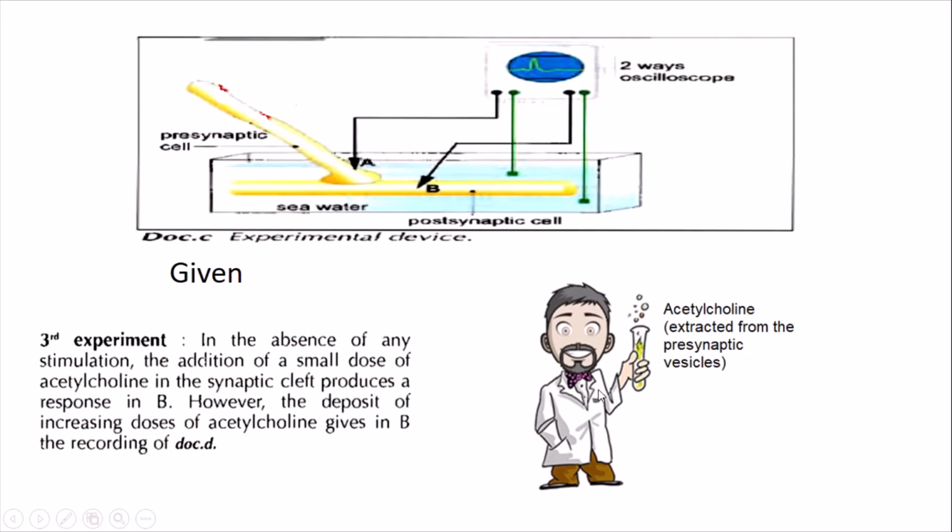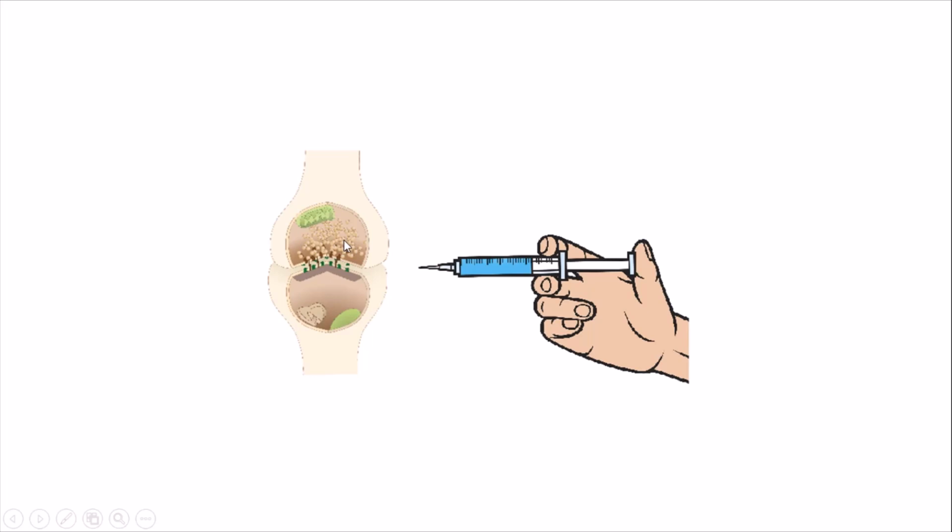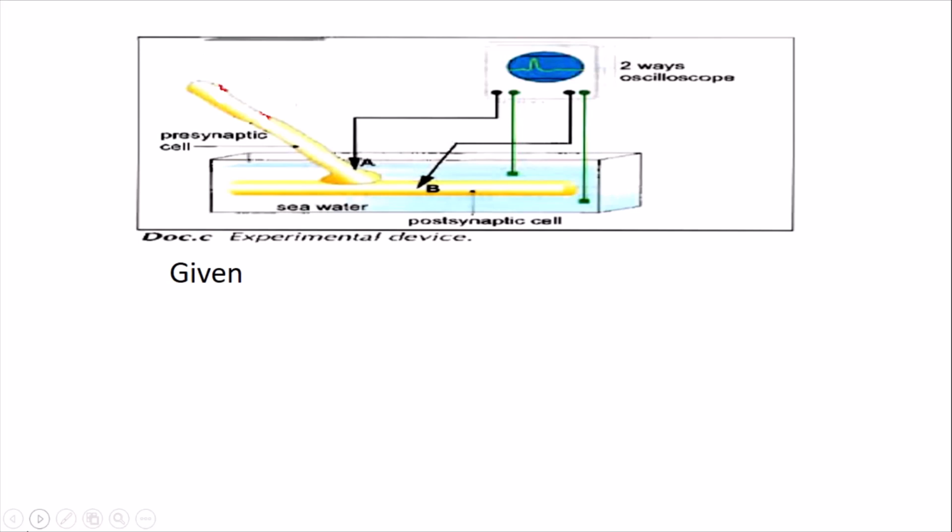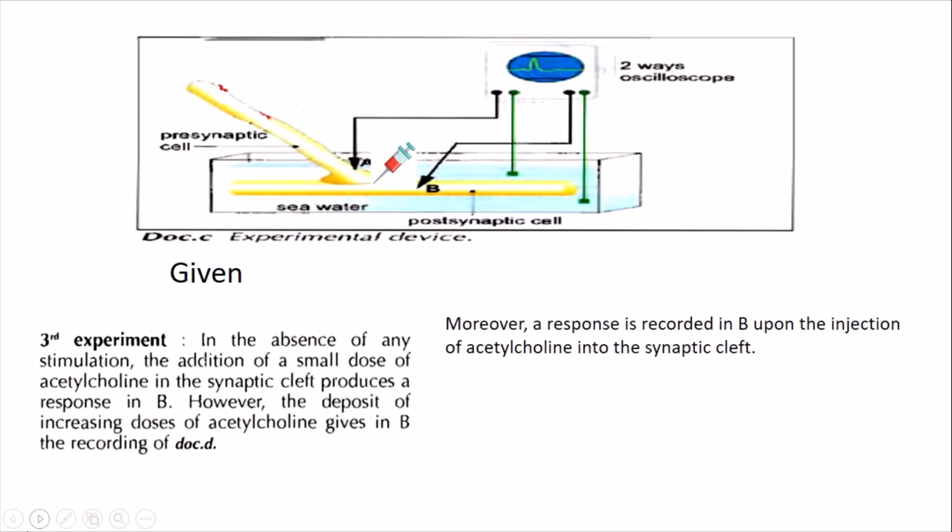So first of all, the crazy scientist here is saying that acetylcholine, the substance they mentioned here, is extracted from the presynaptic vesicles. So it's a chemical found in the presynaptic neuron. He took it, what did he do with it? We inject it into the synaptic cleft, meaning not inside the synaptic terminal this time, in the space in between, like so. So what happens? A response is recorded in B. So let's analyze it. A response is recorded in B upon the injection of acetylcholine into the synaptic cleft.